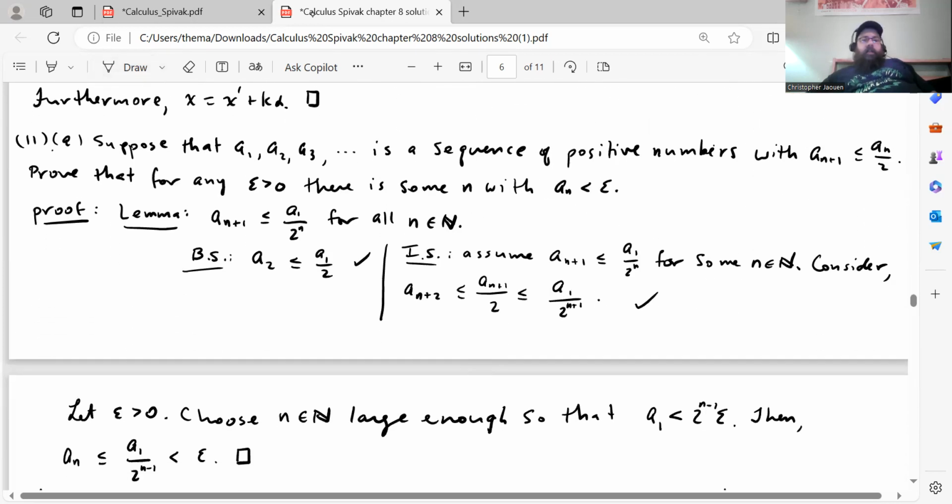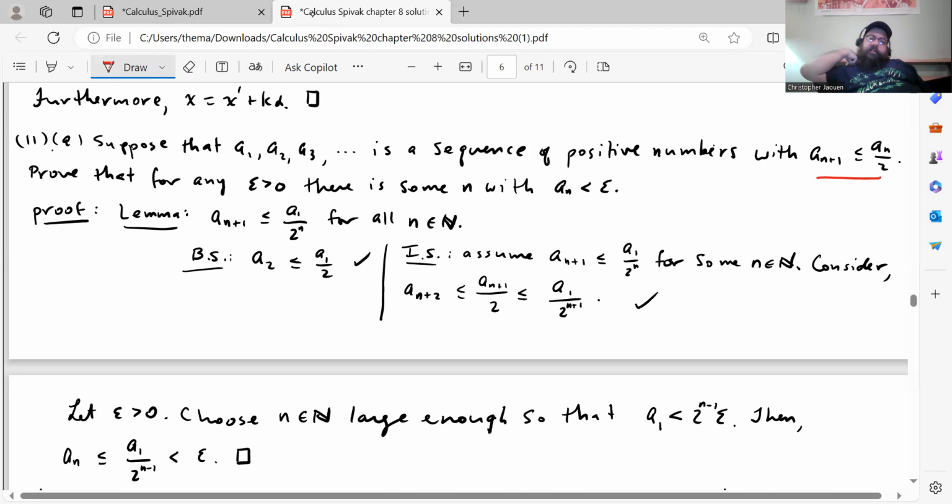Okay, question 11, part A says, suppose that a1, a2, a3, and so on is a sequence of positive numbers with a(n+1) less than or equal to a(n) over 2. Prove that for any epsilon greater than 0, there's some n with a(n) less than epsilon. In order to do that, I started by proving a lemma, which is this statement here: a(n+1) is less than or equal to a1 over 2 to the n for all n in the natural numbers. I did this by induction, so the base step is a2 less than or equal to a1 over 2. That follows directly from the recursive definition that we have written over here.